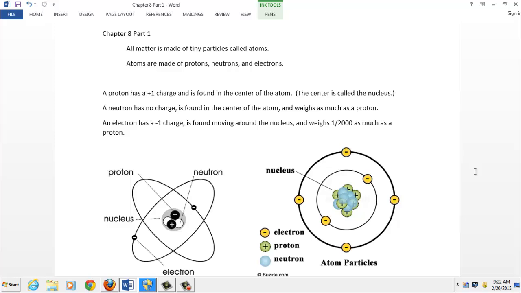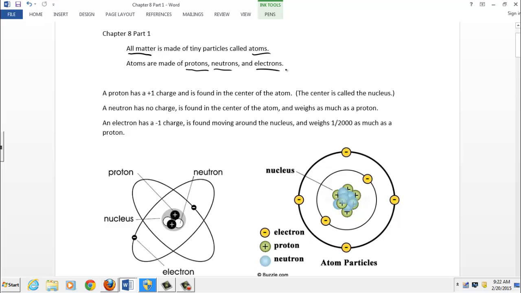Atoms are the tiniest particles that make up the world around us. All matter is made up of atoms. And if you could inspect an atom, you would see that atoms are made up of three smaller pieces called protons, neutrons, and electrons.